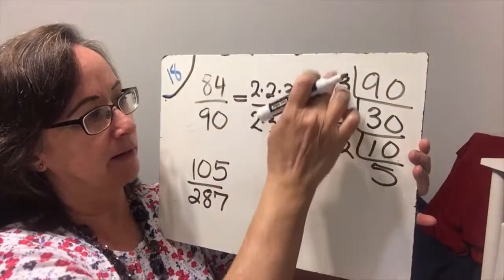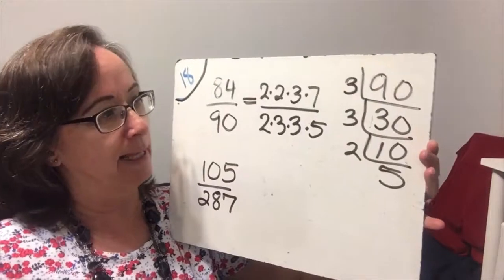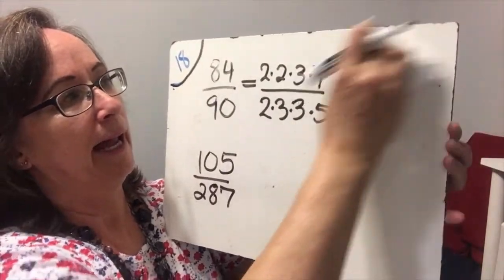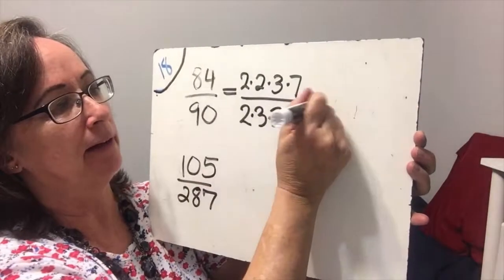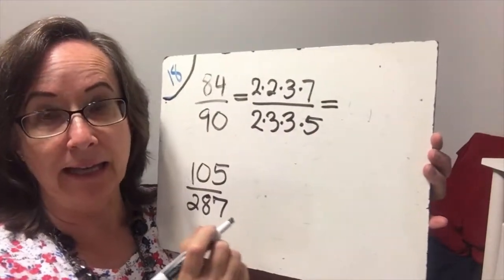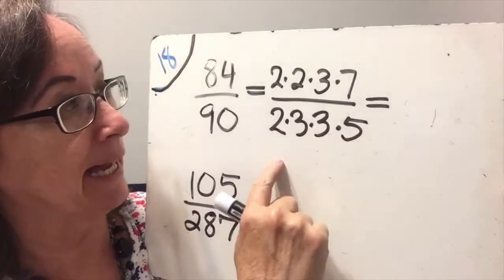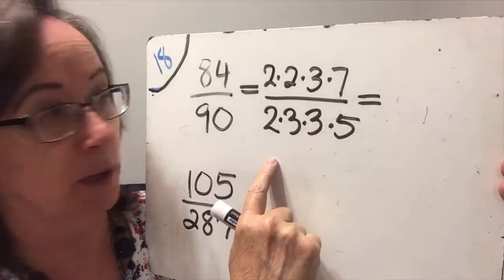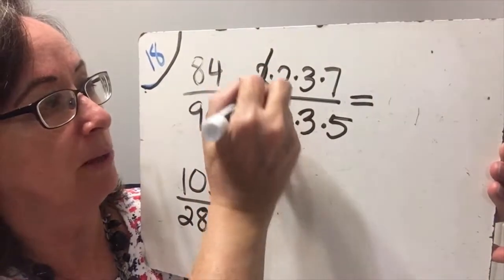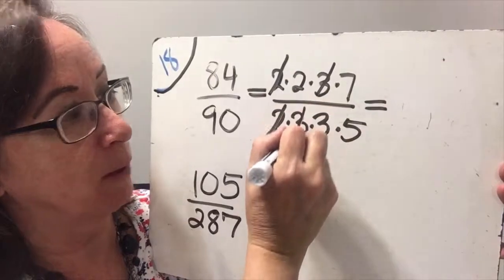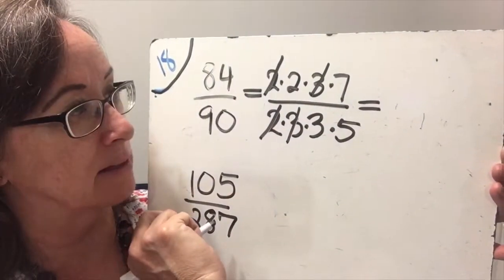Okay, so now that I've gotten all of those written down, I will erase this right here. And now we will simplify by canceling the numbers. Okay, so here's what we have, and now we're going to cancel the like terms. So we have a 2 and a 2. We have a 3 on the numerator and a 3 on the denominator that can cancel.